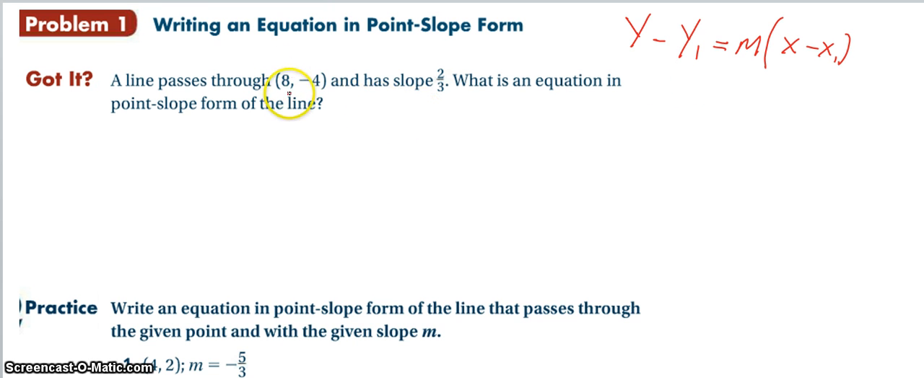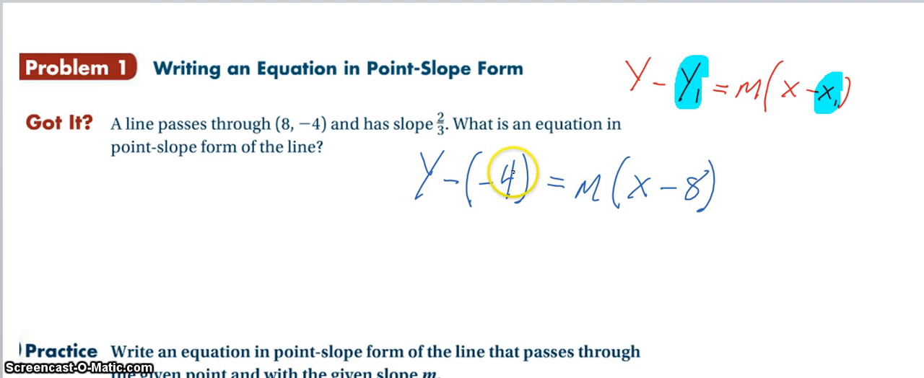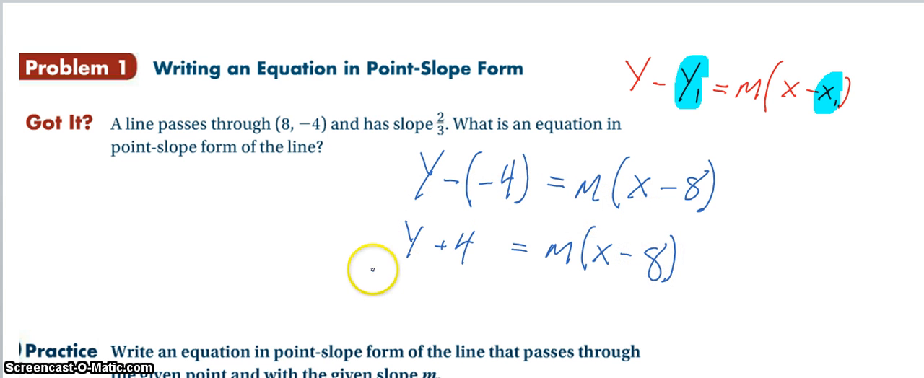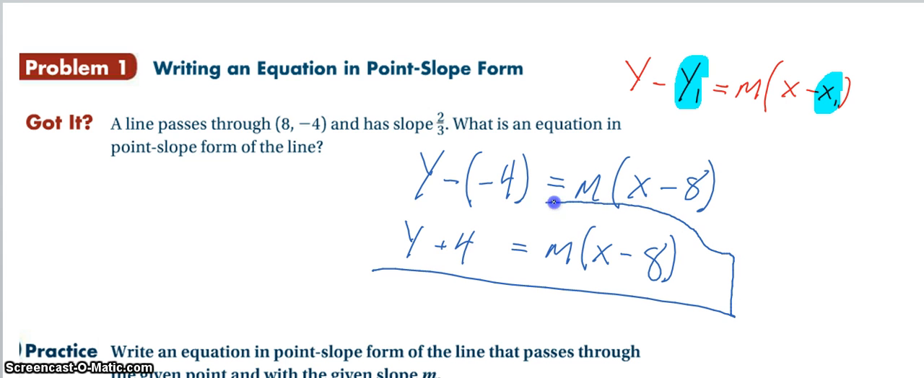So if we know our point 8, negative 4, and our slope 2/3, go ahead and try to put that into this form. Remember that it is the y1 and the x1 that is the point that we're given, and then x and y are just any other point on the line, which we don't know right now. So we plug in our y1 and our x1, and we see that minus a negative 4 will give me plus 4. Then we can simplify over here. We could distribute the multiplication, but that doesn't really make things easier. So we can just leave it in this form. This is our equation written out in point-slope form.